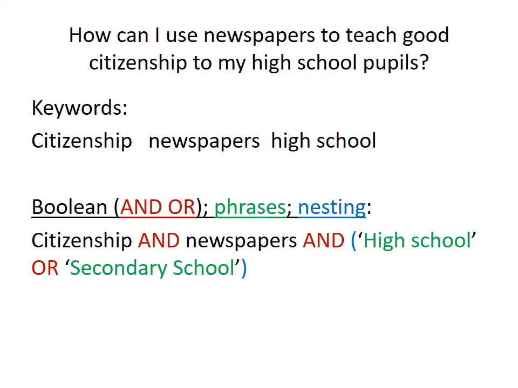Let's look at this. Say now you want to search for how can I use newspapers to teach good citizenship to my high school pupils. The keywords would be citizenship, newspapers, high school, that have to be joined with an AND. So citizenship AND newspapers AND high school. But high school could also be called secondary school. So we have to nest it with OR. So we've got high school, which is a phrase, OR secondary school, which is a phrase. So we've got citizenship AND newspapers AND, in brackets, high school OR secondary school.